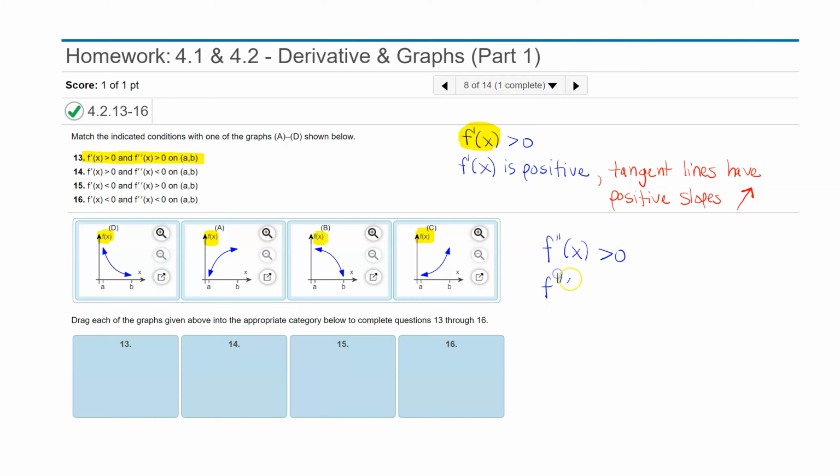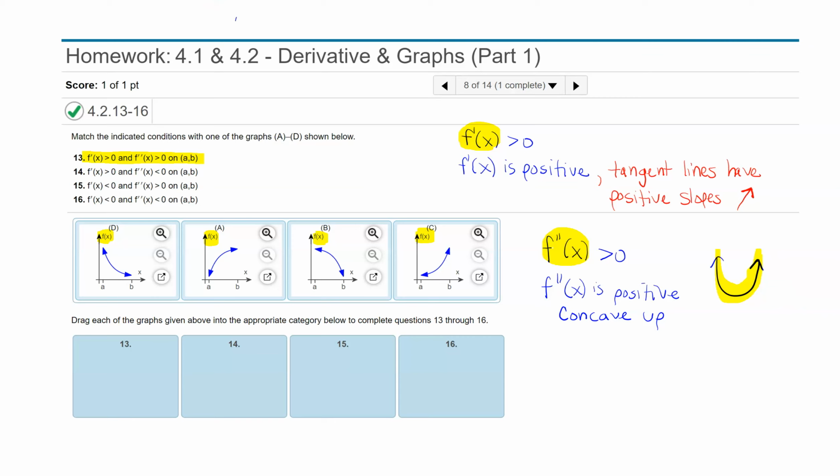That means my second derivative is also positive, and the second derivative describes the shape of the graph. Now you have two choices. You have a concave up shape or you have a concave down shape. And if the second derivative is positive, it's describing the shape as concave up. So I know that my graph of the original function needs to be concave up. Okay, so let's see what graphs would meet these conditions.